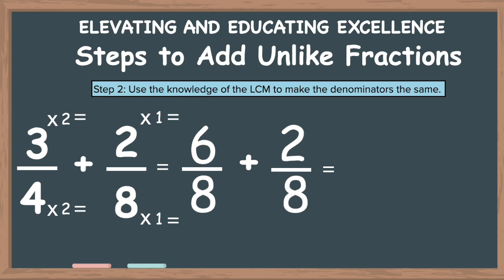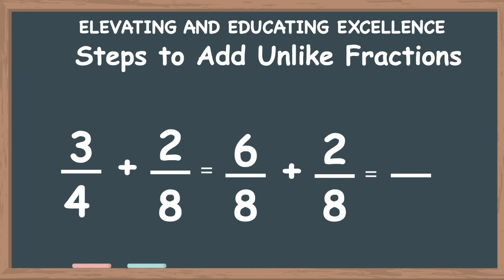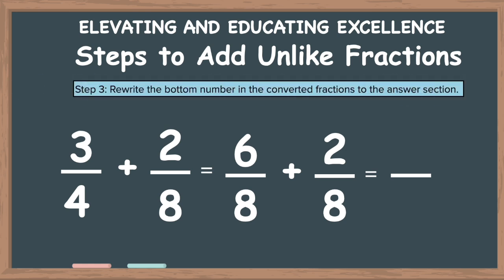Now we're going to do step number 3, which is rewrite the bottom number of the converted fractions in the answer section. So the converted fraction is 6 over 8 plus 2 over 8. Now we're just going to simply move that 8 over to the fraction in the answer section.